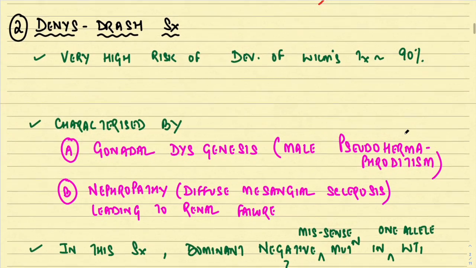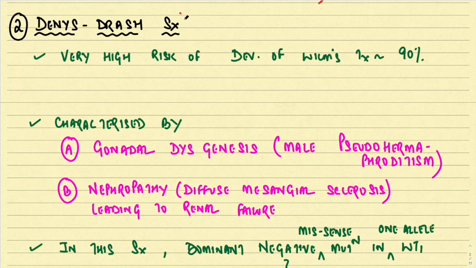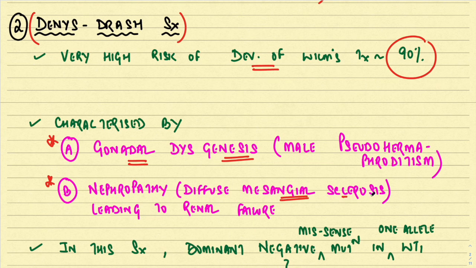Coming to the second important syndrome, the Denys-Drash syndrome. Now this has a very high risk of development of Wilms tumor, approximately 90%. It is characterized by two main anomalies. Number one, it can have gonadal dysgenesis characterized by male pseudohermaphroditism, and nephropathy. Nephropathy is basically exemplified by diffuse mesangial sclerosis leading to renal failure.